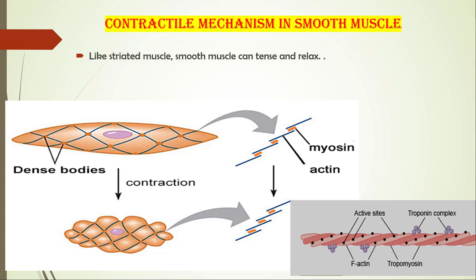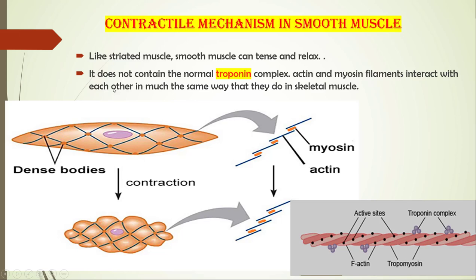Contractile mechanism in smooth muscle. Like striated muscle, smooth muscle can tense and relax. This is the relaxed form, and here it is in a contracted or tense state. It does not contain the normal troponin complex. Actin and myosin filaments interact with each other in much the same way that they do in skeletal muscle. These are the actin, the thin filaments, and in between them we have the myosin filament.